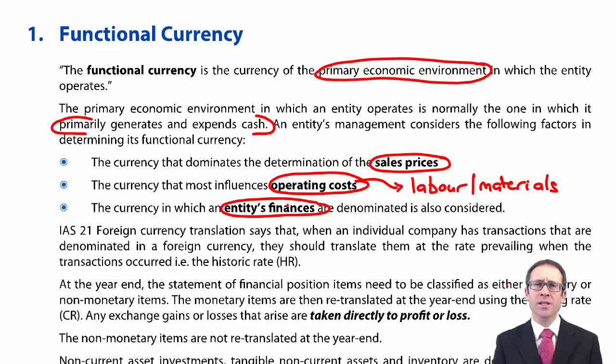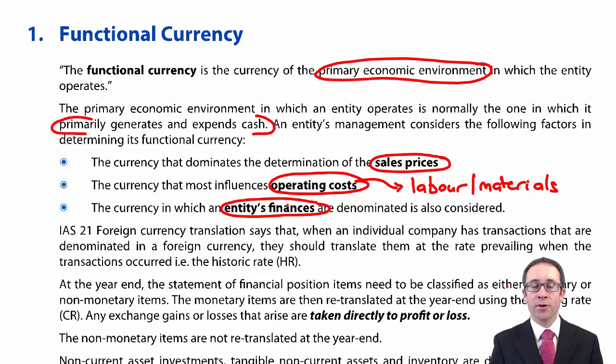Okay, so that's a little bit of background about the functional currency and how you go through and determine it. There's plenty of bits and pieces to get yourself stuck into. There are five things essentially to remember: primary economic environment, where we generate and expend cash, sales prices, operating costs, and the entity's finances. So those are the five things that you need to consider.